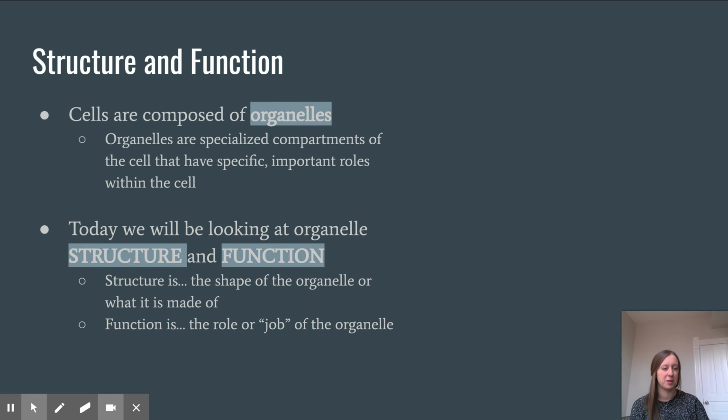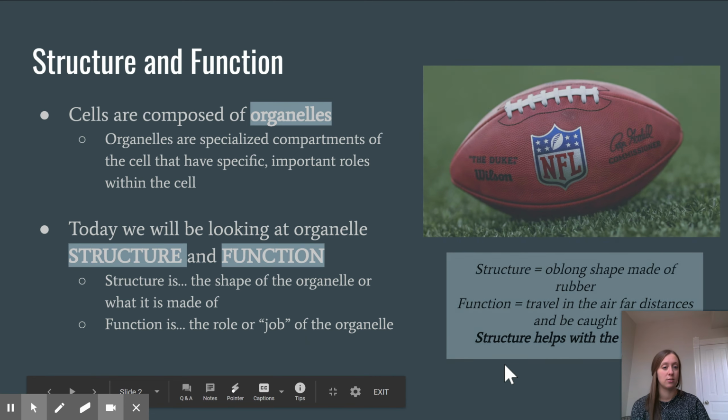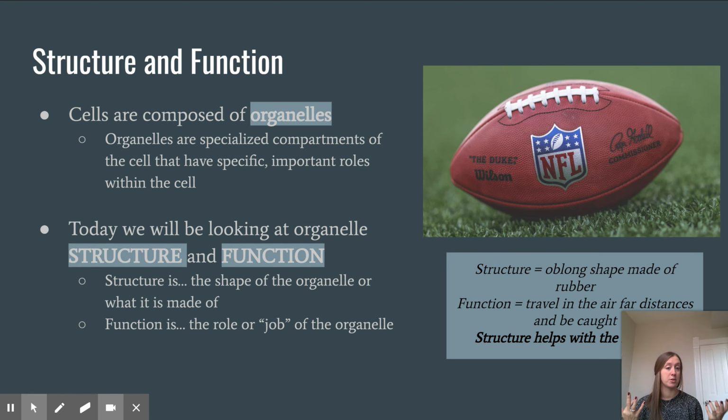A generic example that doesn't relate at all to organelles is actually one I like to use of a football. A football has a structure of an oblong shape that's made of rubber. I'm describing what it looks like and what it's made out of to describe that structure. The function of a football is to travel in the air far distances and be caught. It's pretty straightforward. The function is to go down the field and be caught by people on the field.